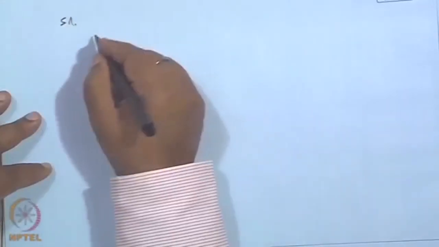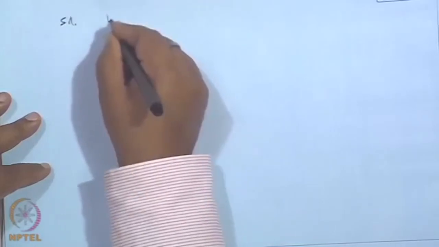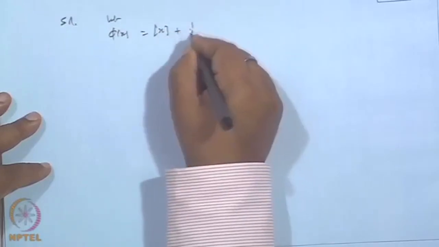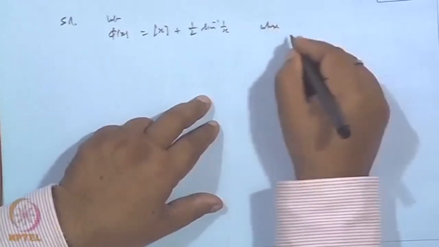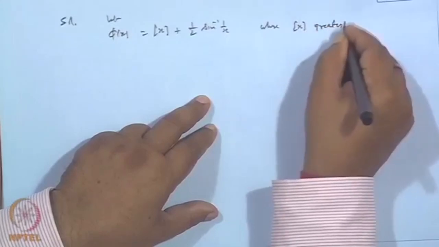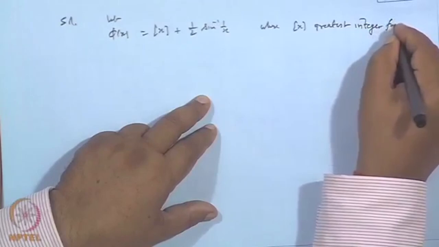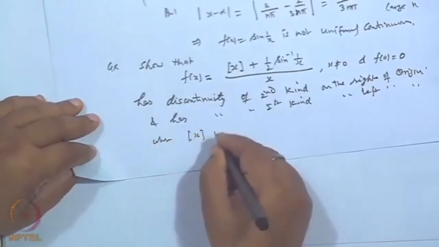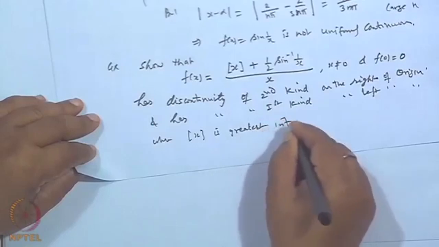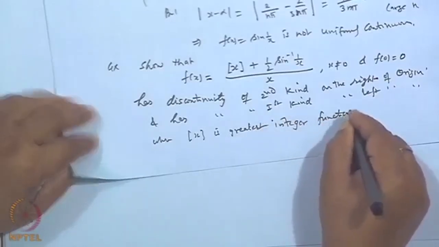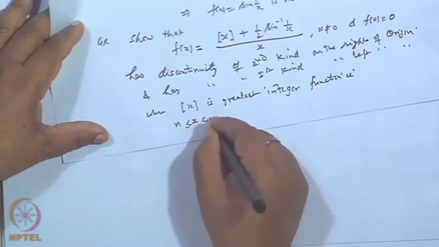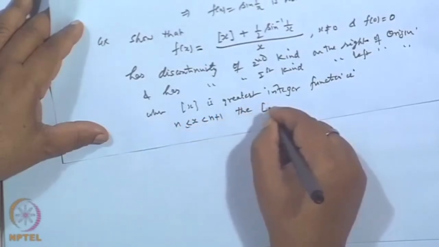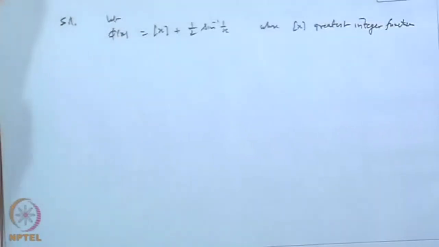Let phi x be this plus half sine inverse 1 by x. Let us take only this function, where [x] is the greatest integer function. That is, when x lies between n and n plus 1, the value of [x] is equal to n, and so on. Okay? So, that is one.